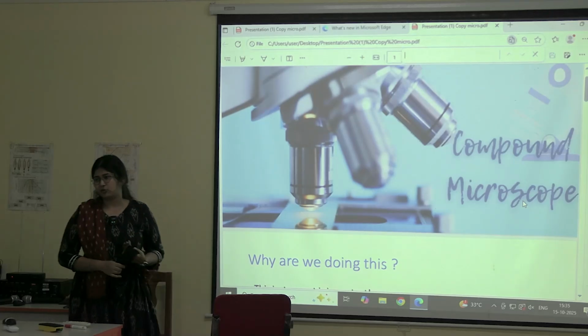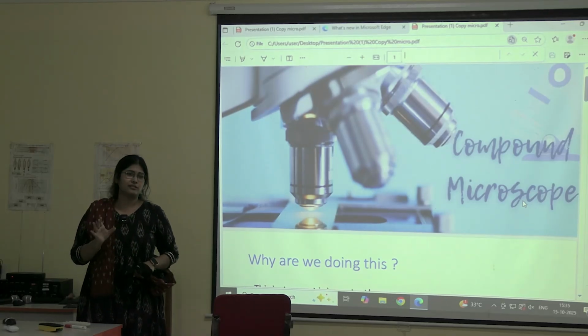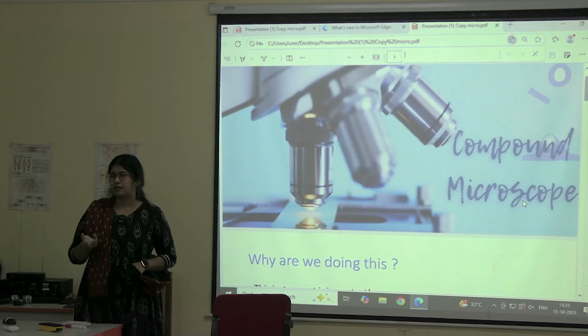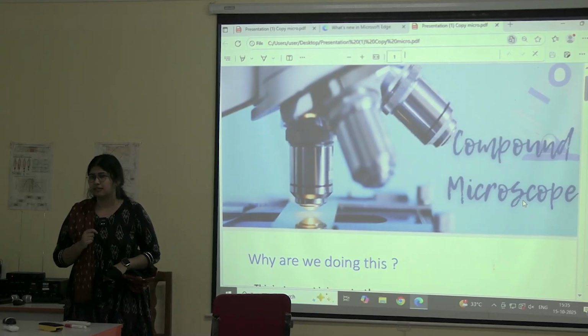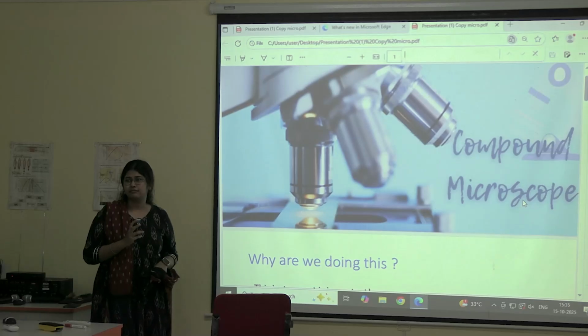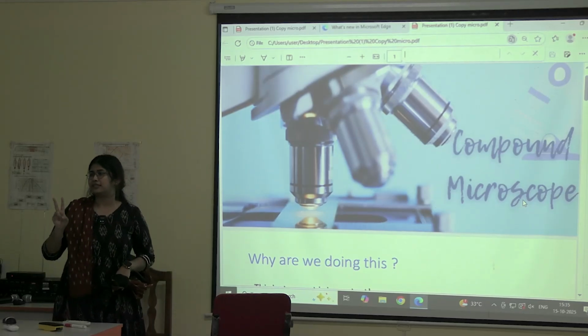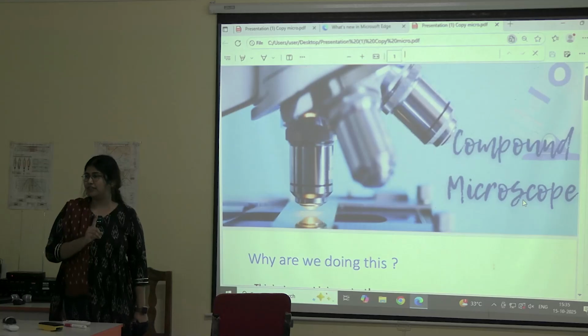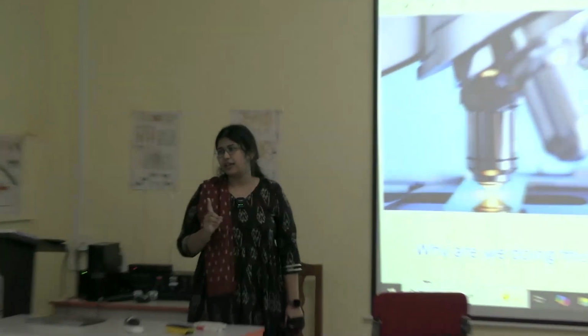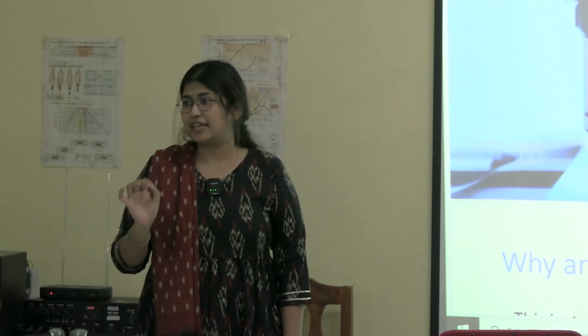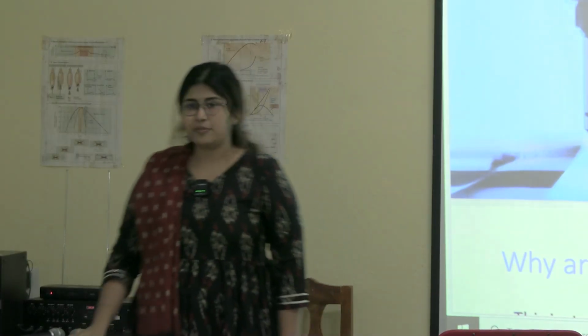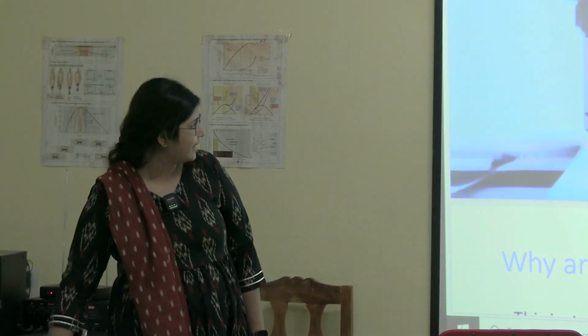So the class is microscope. Micro means small. Scope means to see. But what does compound mean? Compound means we are using two lenses. One is the objective lens, another one is the eyepiece, and we multiply their powers to get the magnification. That is why it is compound. Let us begin with the first slide.